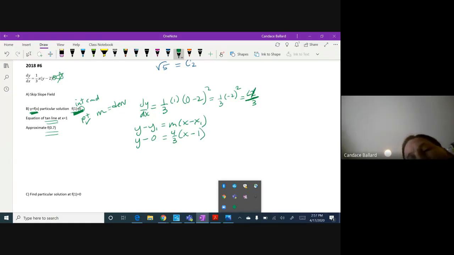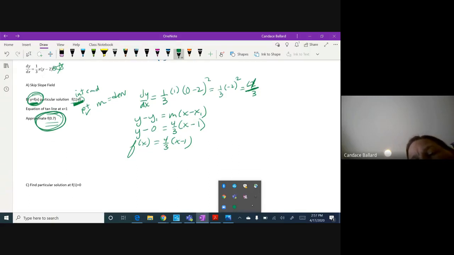Don't do anything else with it, okay? But they're asking us to do this approximation. So remember they told us that y is equivalent to f of x. So I'm going to switch that y to f of x equals 4/3 times x minus 1. Don't distribute. Your life is not going to be very much fun if you distribute, because your arithmetic is way easier if we don't have to deal with that fraction. I'm going to plug in 0.7. So 4/3 times 0.7 minus 1.